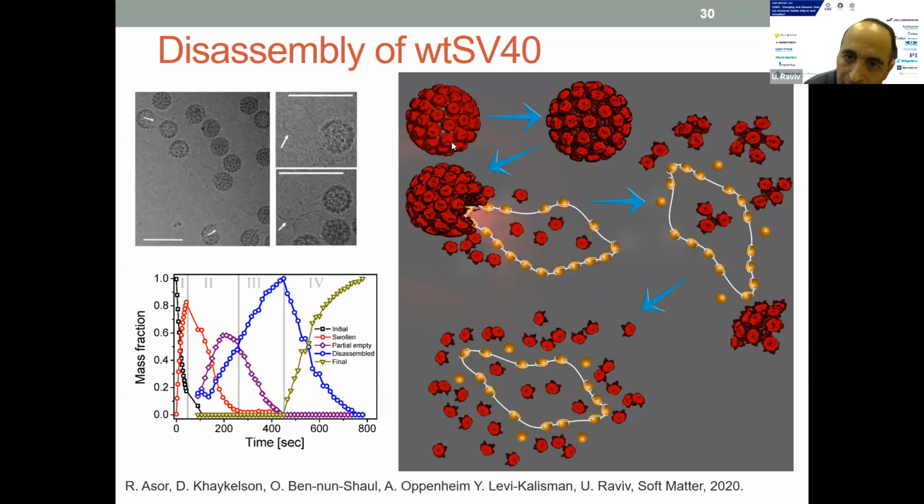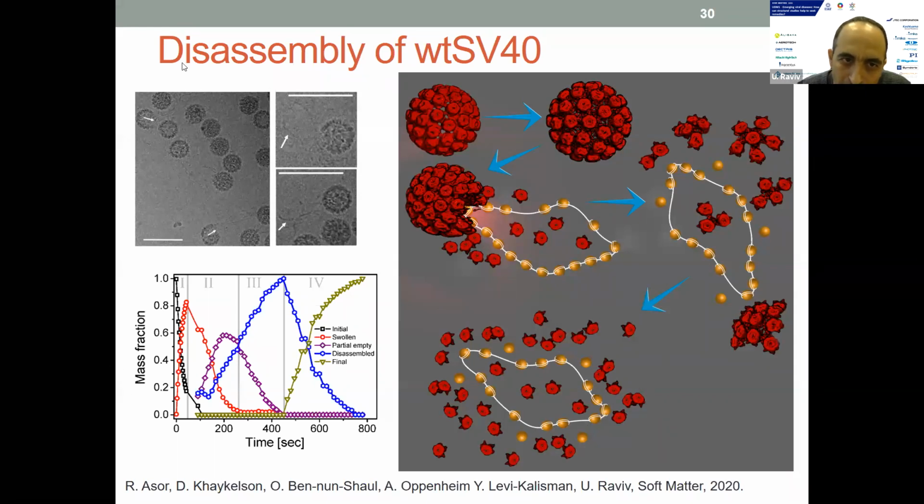And we found that in this case, where the DNA is encapsulated and condensed by histone proteins, nucleosomes actually, once the pH goes above 10, the nucleosomes swell, and the capsid swells. So there is a lot of pressure inside. Eventually, a hole is poked, and the nucleosomes are ejected completely. And then eventually, there is disintegration of all the subunits.